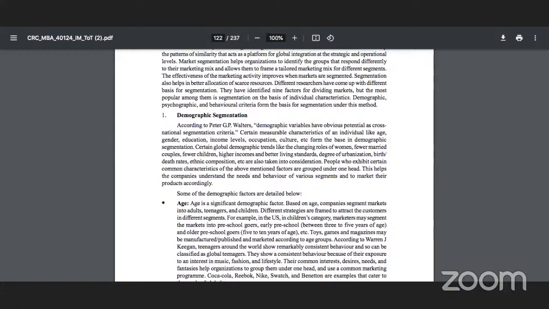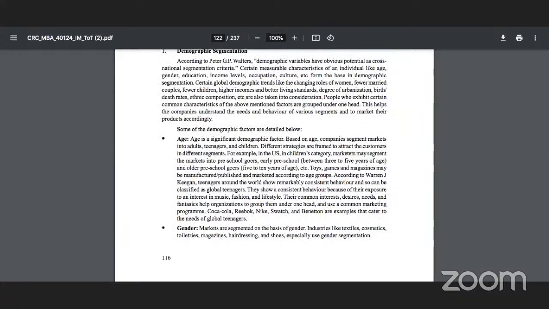Then there are certain global trends that we see, like the changing roles of women, who are now not only tied to the house, but have gone beyond and are working at an equal level in the corporate world, or the trend for fewer married couples, or people who are going for fewer children, or DINK, double income, no kids, trends, or higher income and better living standards, the degree of urbanization that we see, not just in urban areas, but rural areas as well, and the kind of flow of the birth and death rates, etc. So these are all factors which add to the demographic segmentation.